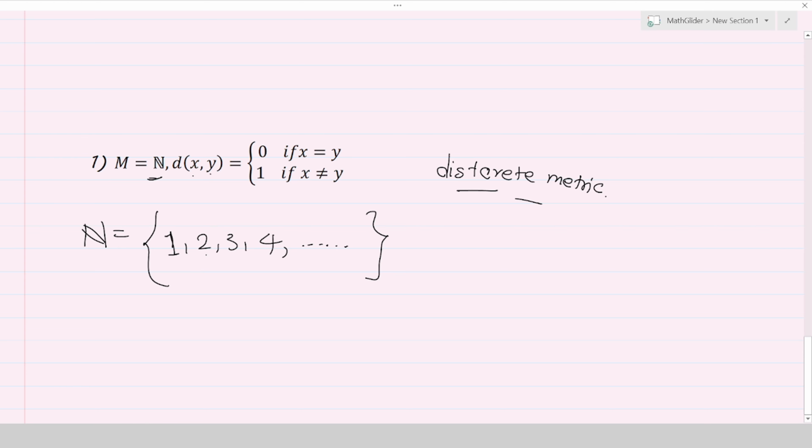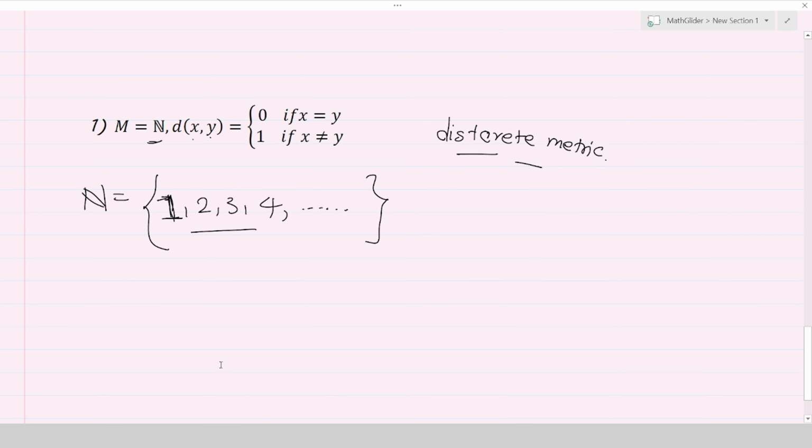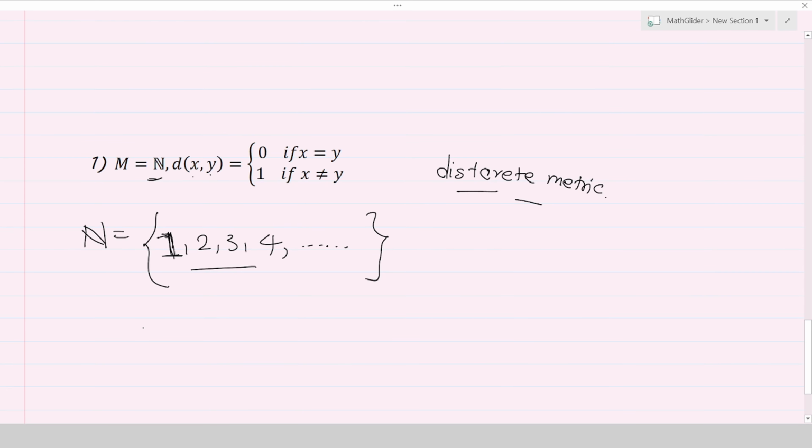But if x is not equal to y, then 1 and 2 is 1. 1 and 3, it is not 2, it is 1. 1 and 4, it is 1. So this is how you define the distance in the discrete metric. The distance between any two different points is 1 and the distance of a point to itself is 0. So we will see how it satisfies the three properties which we need.